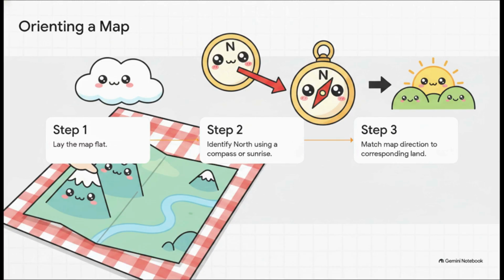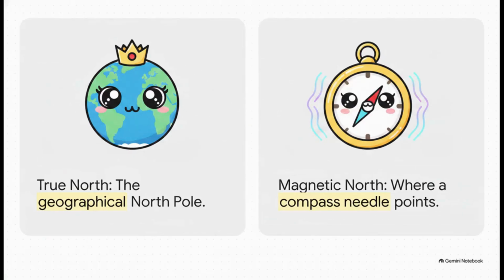Step 3, physically rotate your flat map until the printed north arrow matches the real world north you just found. Boom, your map is oriented and you're ready to go. But here is a crucial point when you're orienting. You've got to know the difference between the 2 norths. Yep, there are 2. First, we have true north. That's the static, absolute direction of the geographical North Pole at the very top of the globe.